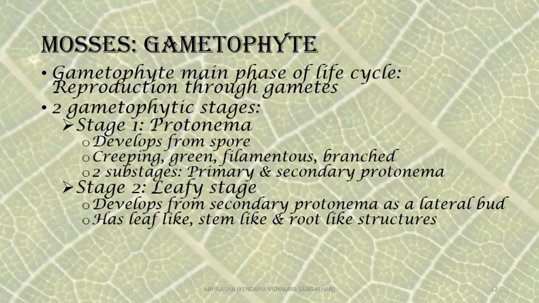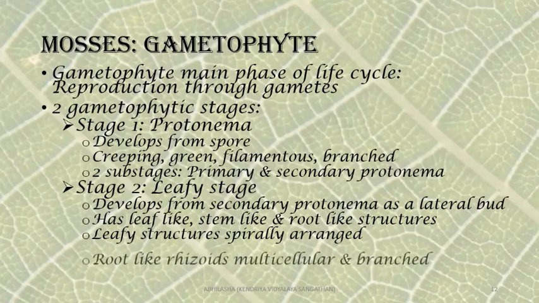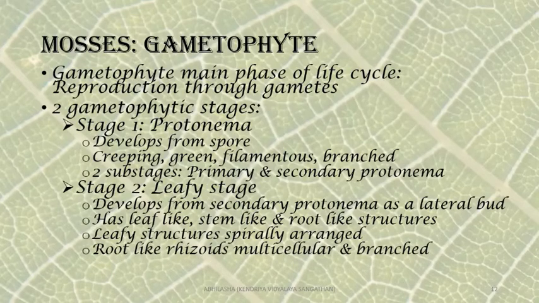Again, these are not true root, true stem or true leaf because their anatomy is not similar to the true roots, stems or leaves. Now these leafy structures are spirally arranged and the root-like rhizoids are multicellular and branched. This gametophyte has to reproduce sexually, so it bears sex organs.